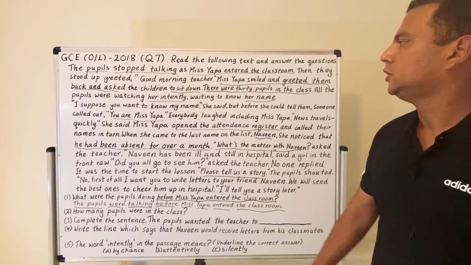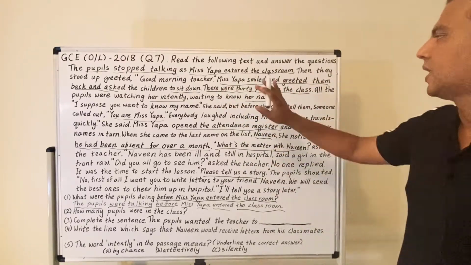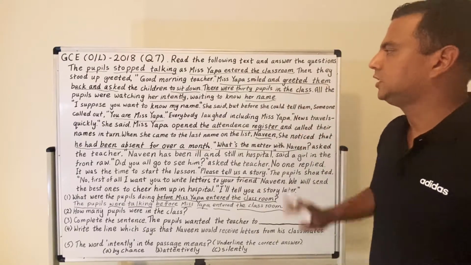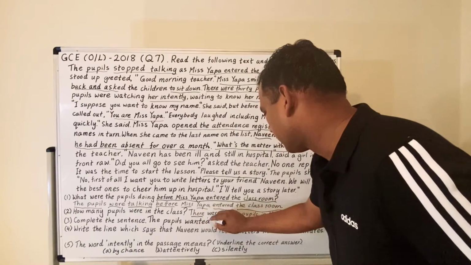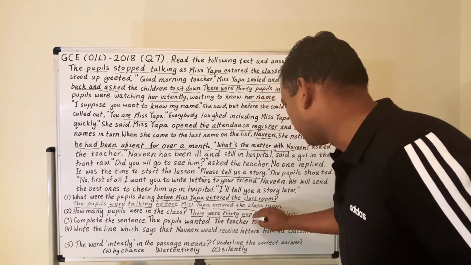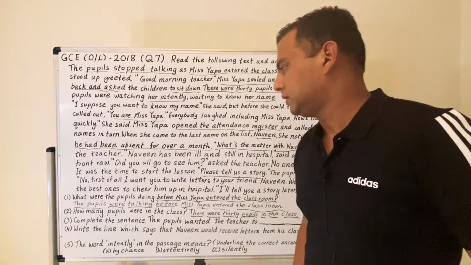So all you do is you just write this bit of the passage as it is without doing any change. See how easy it is? So we write there were 30 pupils in the class. Okay, so let's see what's the third question.